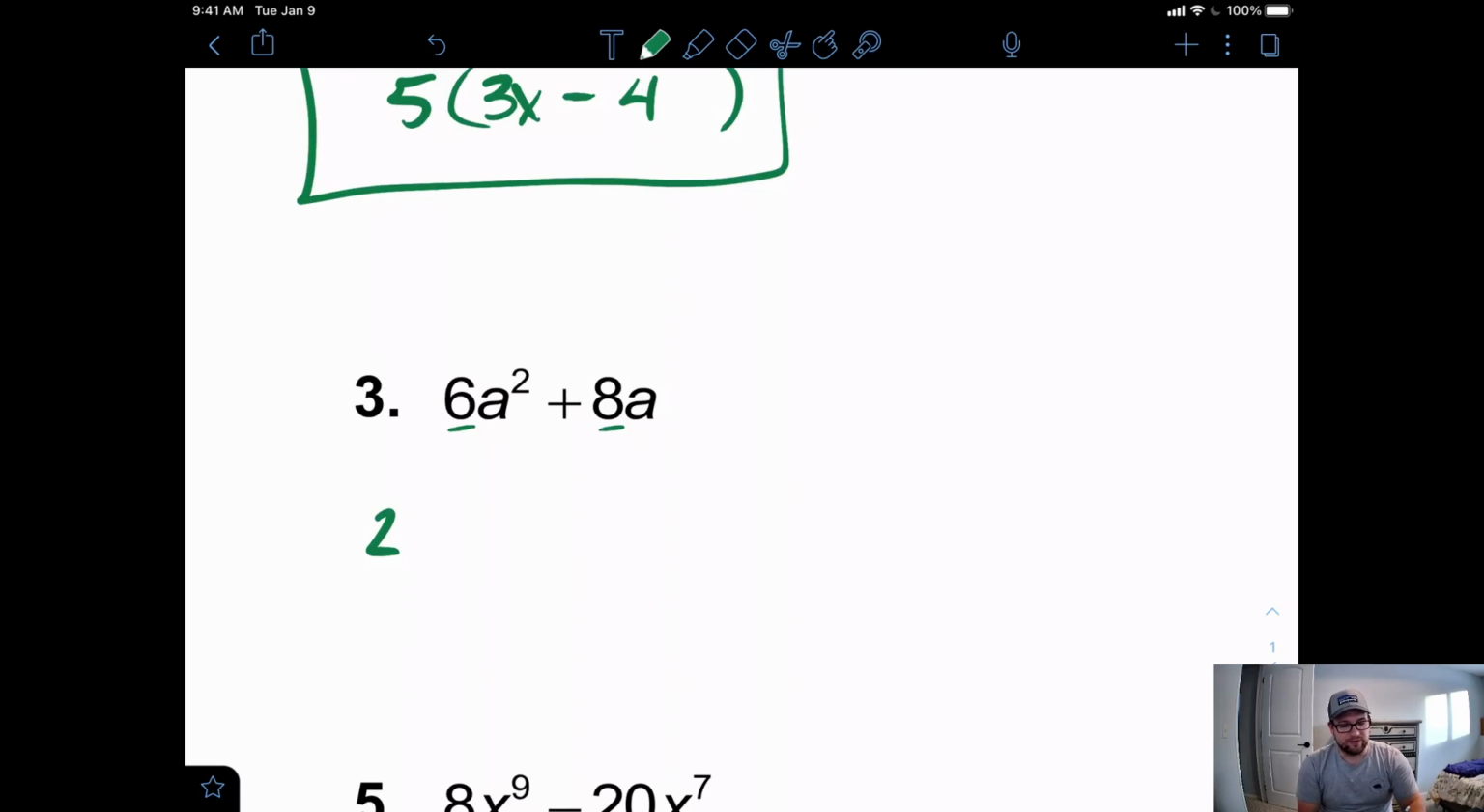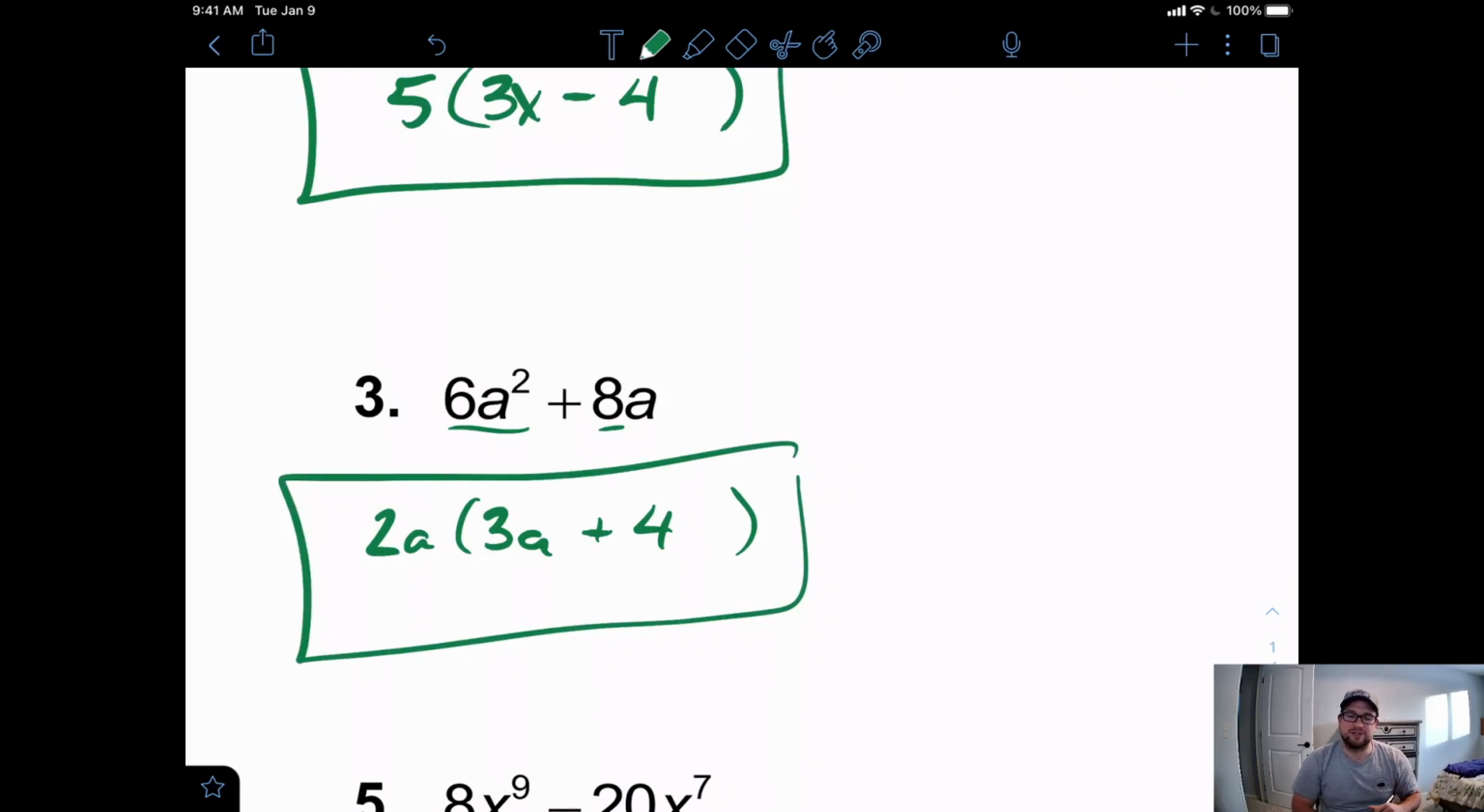Now, if you notice, this one has 2 a's and this one has 1 a. Remember, you can pull out as many as the fewest one has, and then you just need to figure out what gets you back. So if I take 6a squared and I divide it by 2a, that would leave me with 3a. And if I take 8a and I divide it by 2a, that would leave me with just 4, right? Because 2a times 4 is equal to 8a, which makes this our final answer.